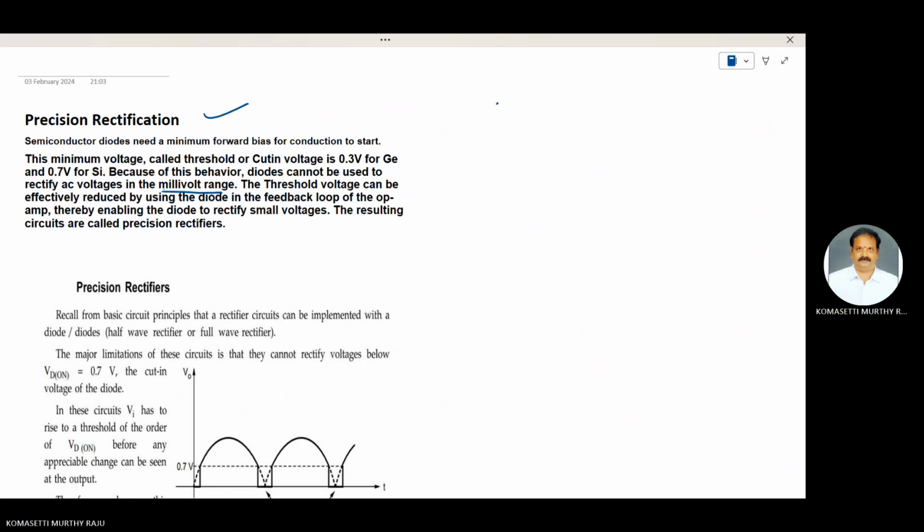This is the diode characteristic. Up to 0.7 volts for a silicon diode, the diode does not conduct. And 0.3 volts for germanium. This is the cut-in voltage or threshold voltage.